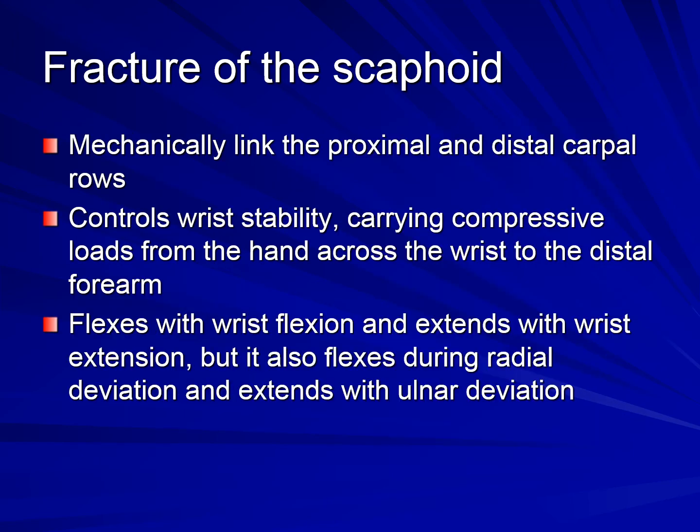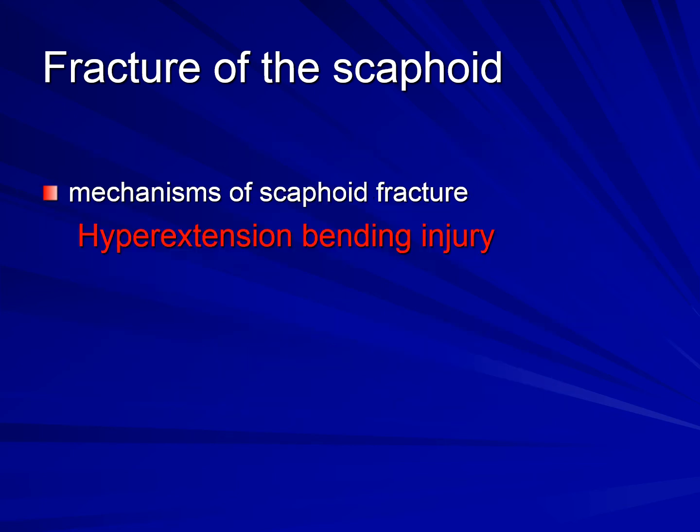Mechanically, it represents a mechanical link between the proximal and distal carpal rows, as it controls the wrist stability and carries compressive loads from the hand across the wrist to the distal forearm. Actually, the scaphoid moves with each movement in the flexion and extension of the wrist. So during flexion, it flexes with the wrist flexion and extends with the wrist extension, but it also flexes during the radial deviation and extends with the ulnar deviation of the wrist.